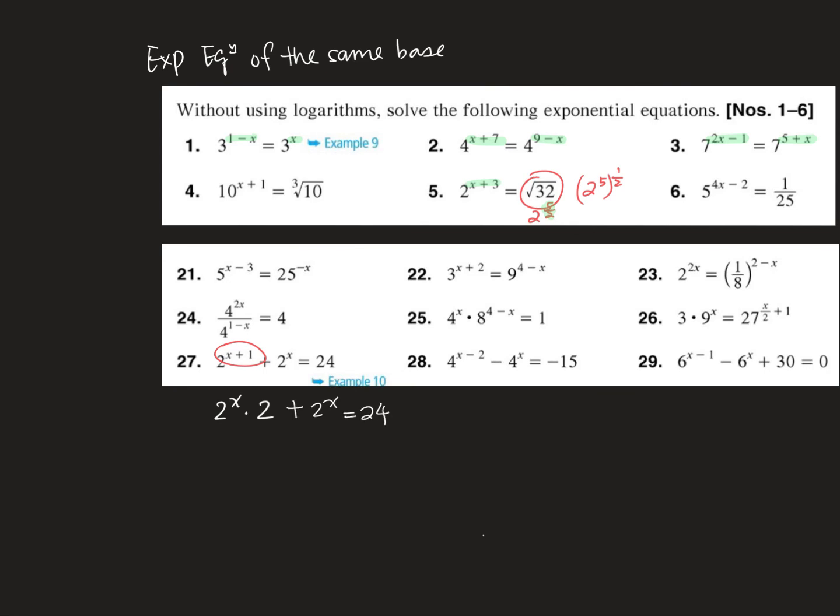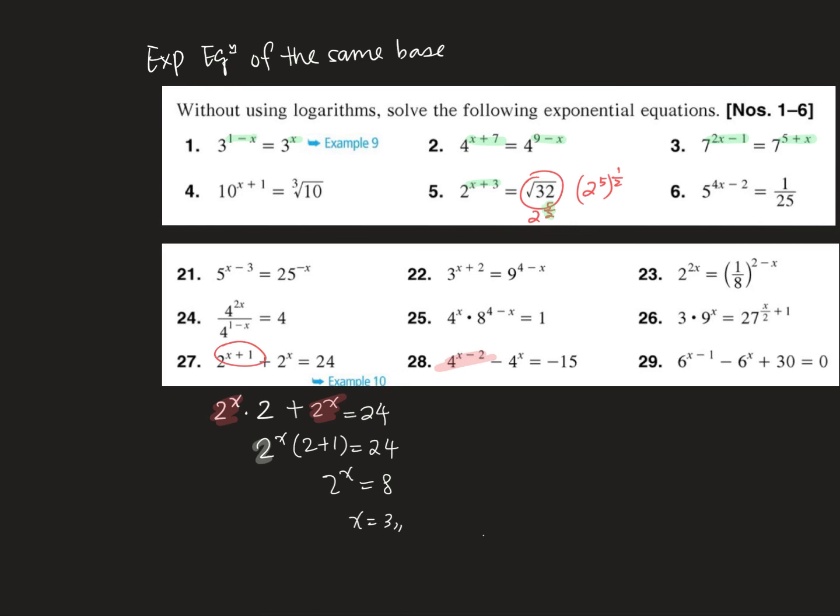And here what we're going to do is to factorize the 2 to the power x. Okay, then we have 2 to the power x times (2 plus 1) equals 24. Okay, then 2 to the power x is equal to 8, and x is equal to 3. Okay, so pay attention to these parts.